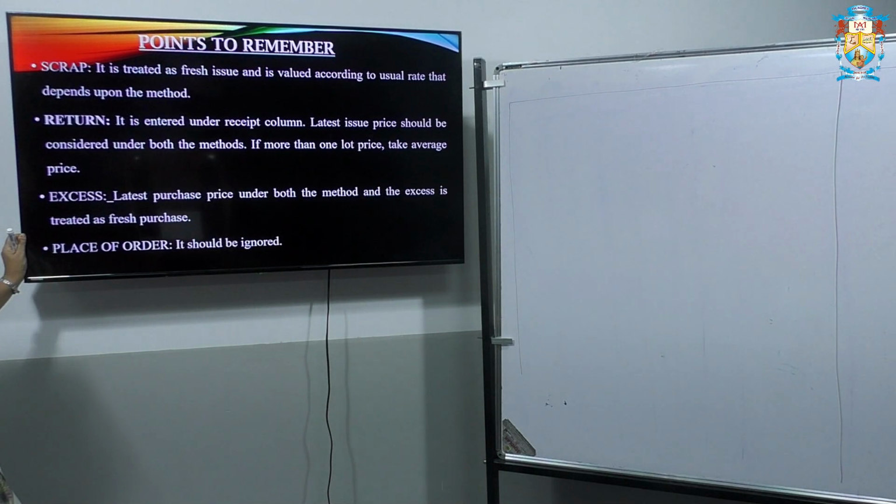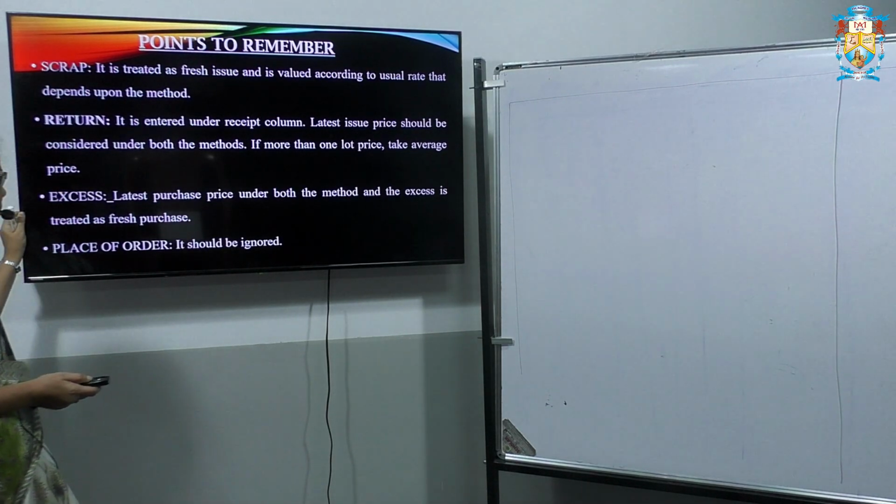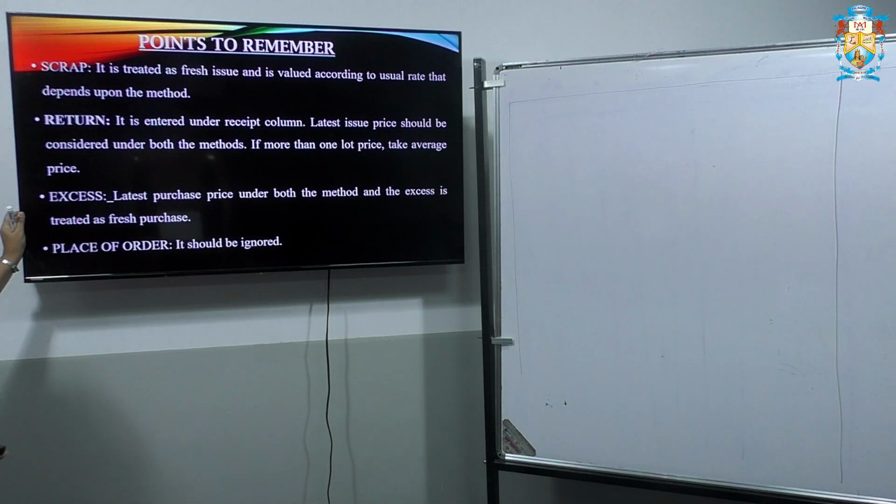So the first lot price has to be taken into account, and the average should be calculated according to the prices. Sometimes at the time of verification, we have received excess material, that should be calculated at the purchase price under both the methods, and the excess is to be treated as a fresh purchase for the next month. Sometimes a department has to transfer goods to another, that is to be ignored.